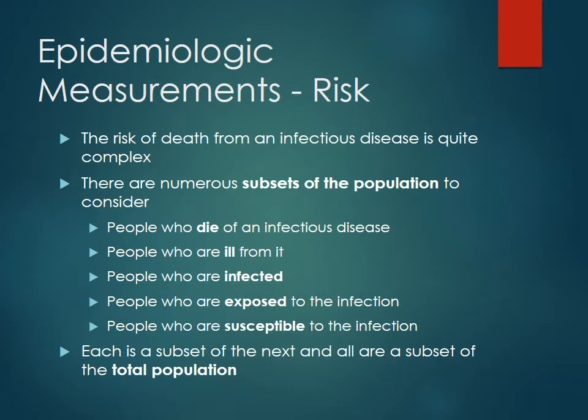Usually a fairly small number of people are going to get all the way down to the point where they're ill and then potentially die. Because of that, we know that each subset is a subset of the next, and should be a subset of the total population. So it's important to define each of these groups as we move forward, to make sure we're looking at the specific denominators we want.